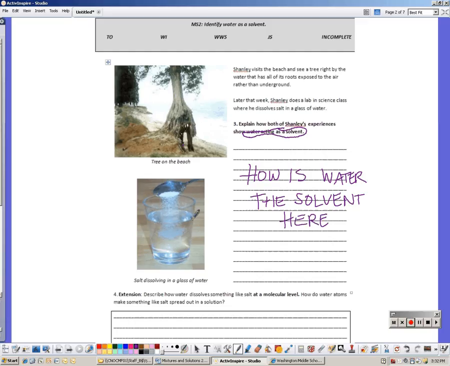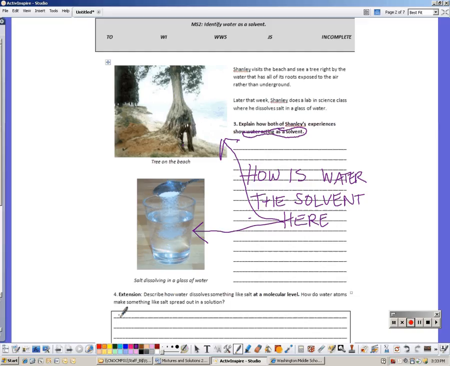So if I were to draw an arrow here, how is the water a solvent here? And how is the water a solvent here? What makes water the solvent in both of these situations? And again, this goes back to how we talked about in class that water is the universal solvent, that it acts as a solvent for most things.